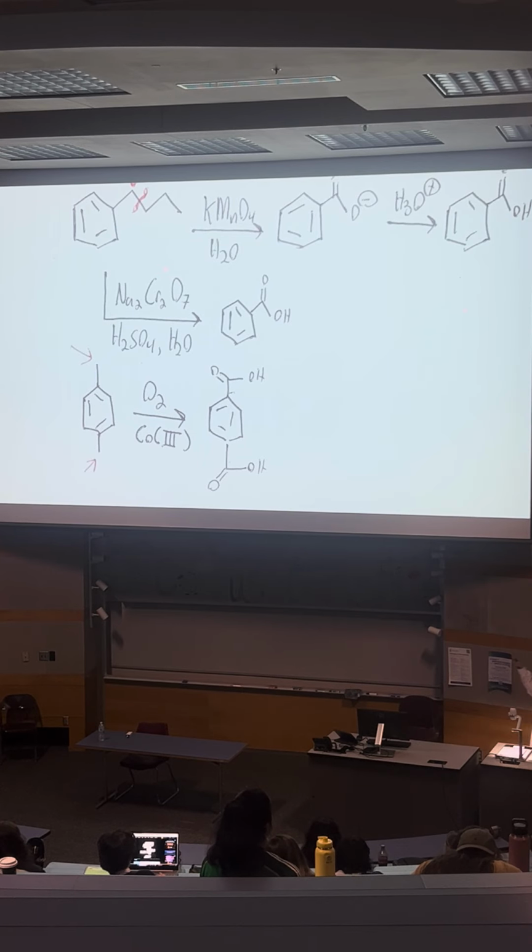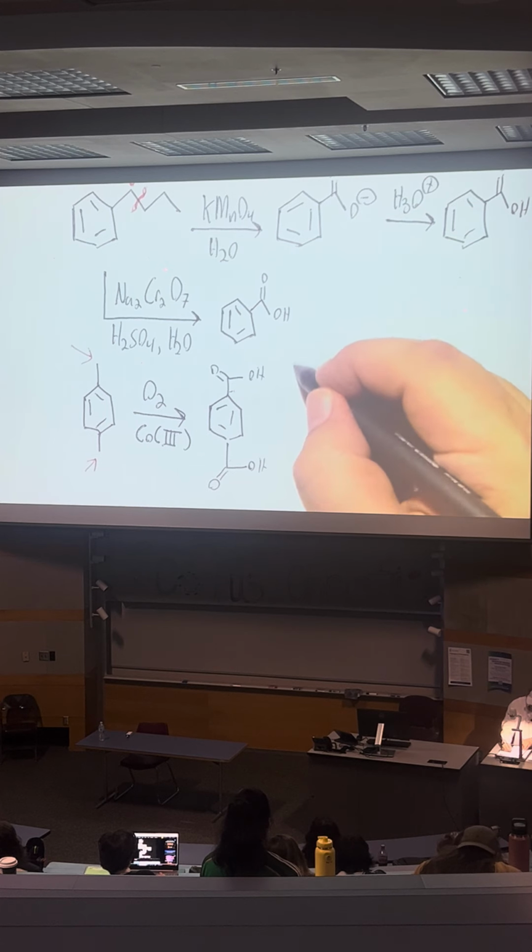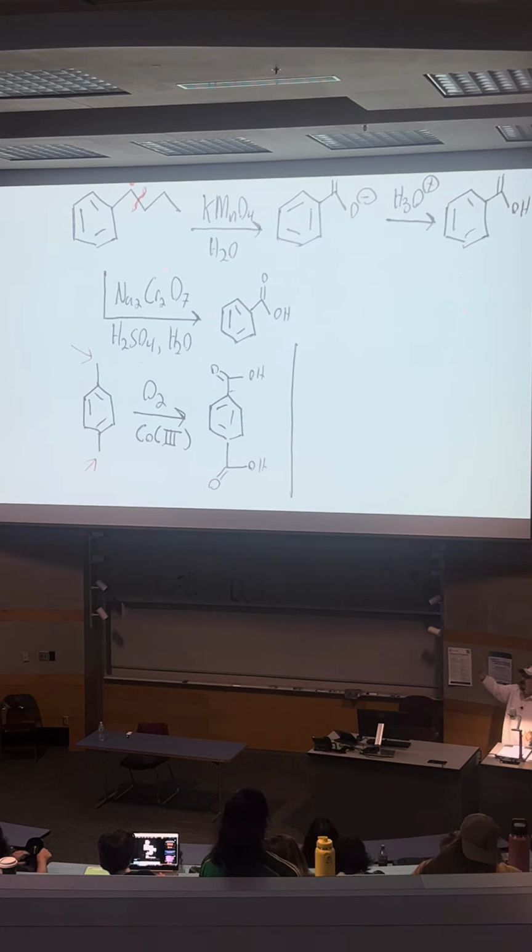So in all these examples I'm showing you here, we're going all the way to the carboxylic acid. Again, highest oxidation state before we burn it, okay? But maybe you don't want to go to the carboxylic acid. Maybe you want to stop one step before the carboxylic acid, which would be the aldehyde. And that can be done.